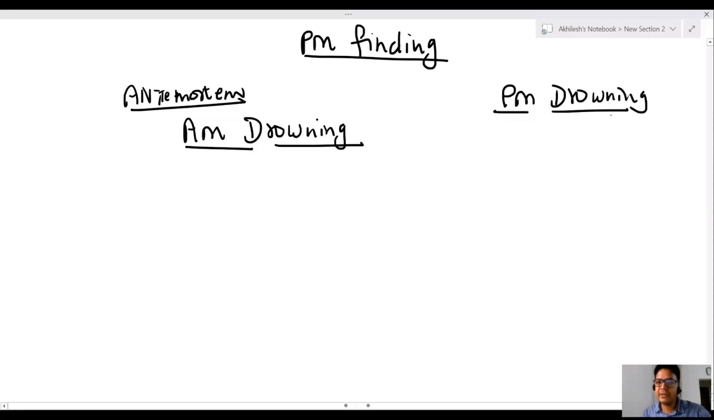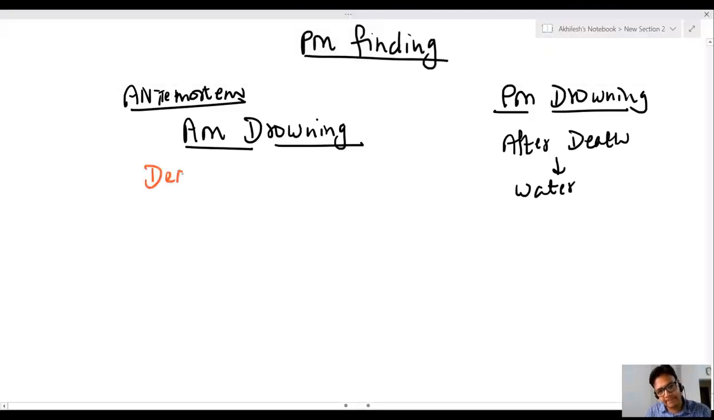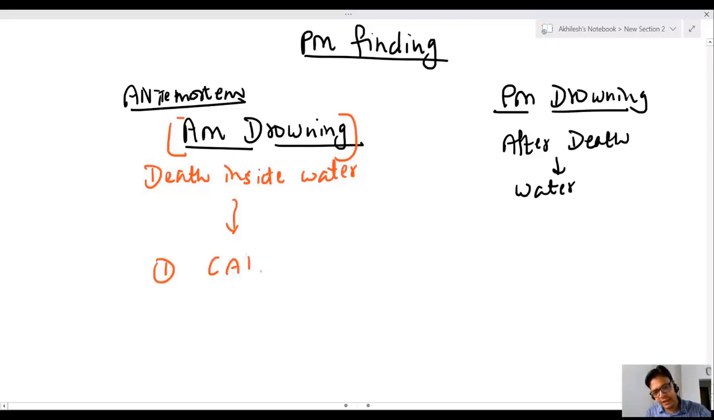Postmortem drowning means after death, the body is put inside water. Antemortem drowning means death inside water. Now, sir, what are the findings in a dead body which suggest that the person died inside the water? These are the findings of antemortem drowning. First finding, cadaveric spasm.